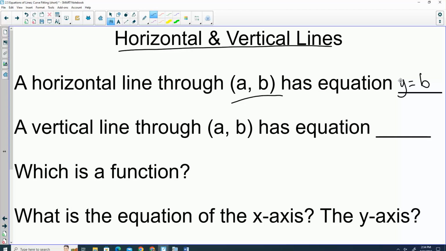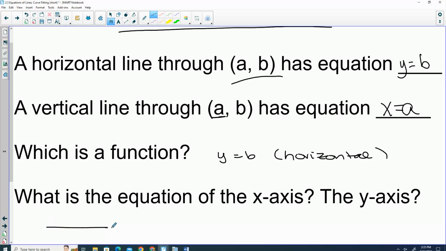What's the equation of a vertical line look like? X equals. So if it goes through the point (a, b), then the x is always equal to a. Making some connections: which of those is a function? The y equals b, the horizontal line. Because would a vertical line pass the vertical line test? No.